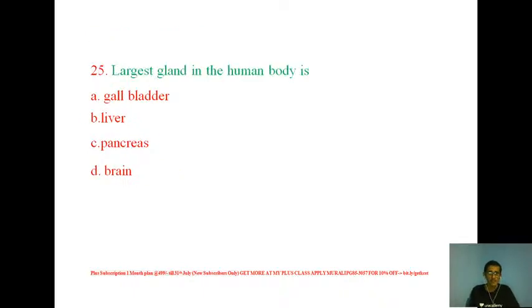Next, 25th. Largest gland in the human body is? Very simple. You can answer gallbladder, liver, pancreas, brain. Many students gave the right answer: the liver is the largest gland. Second largest is the pancreas. Remember, pancreas is a heterocrine gland.